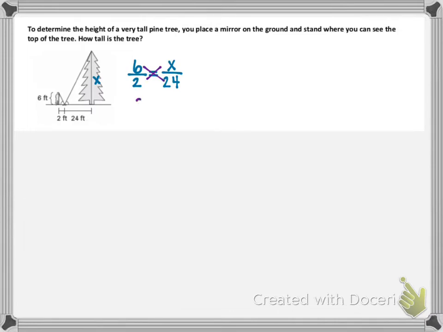2 times x is 2x. 2 times 24 is 144. So then I'll divide by 2 on both sides and get 72 feet for the height of that tree.